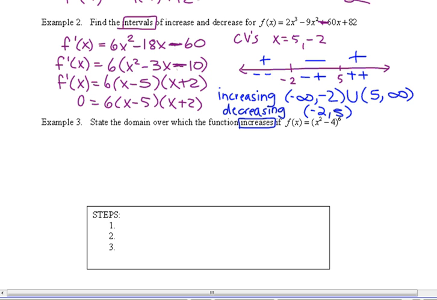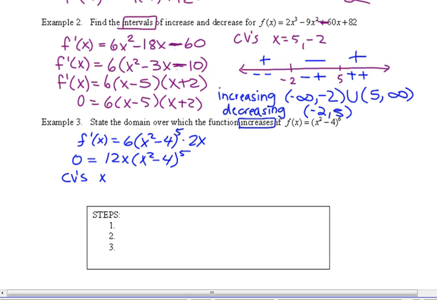Okay, so guess what we're going to have to use to find the derivative of that? Chain rule. Vincent, can you not have those in here? Thanks. So chain rule times 2x. And we're going to set our derivative to 0. So we have 12x times (x squared minus 4) to the 5th. What are my critical values? x equals 0, 2 and -2.